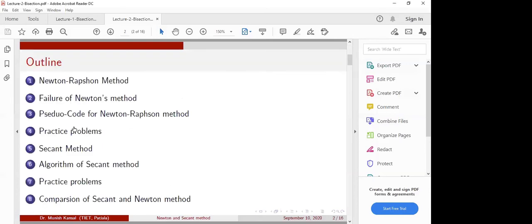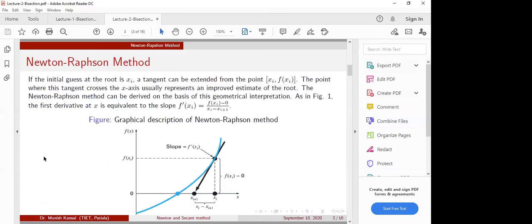So this is the brief outline. First, we will talk about the Newton-Raphson method, then some failure cases. Then we have pseudocode for Newton-Raphson, then a few practice problems. After that, we will discuss the secant method. At the last, I will try to make a comparison between the two methods. Now, first we start with the Newton-Raphson method.